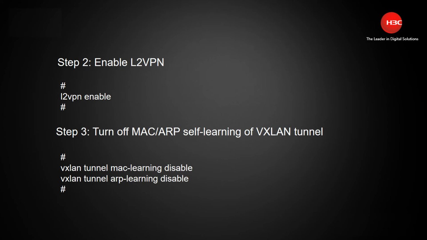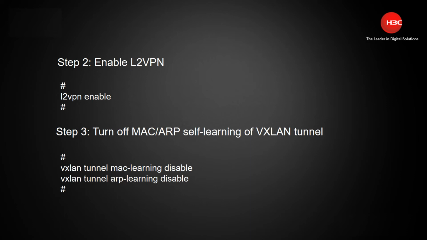The second step is to enable L2VPN. VXLAN technology also belongs to L2VPN technology. By default, the L2VPN function is turned off. If it is not turned on, VSI-related configuration cannot be performed. So you need to turn on the L2VPN function of the device.